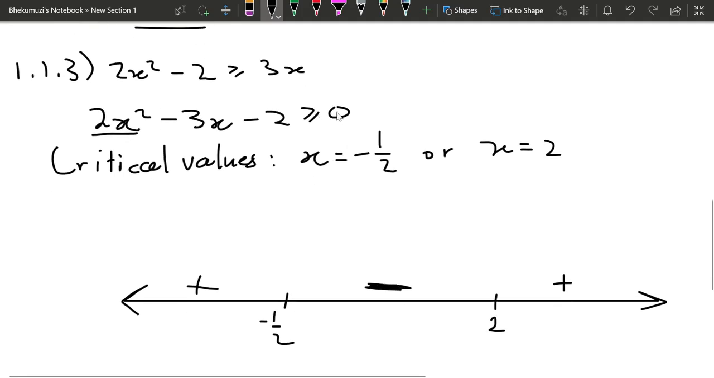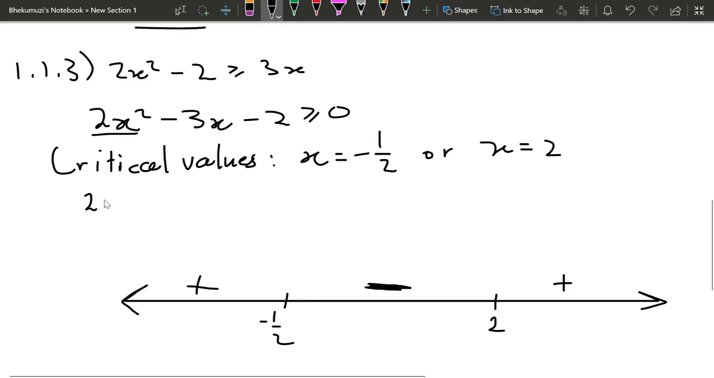When they talk about greater or equal to 0, it basically means positive numbers. So where is it greater or equal to 0? It's 2 to infinity and negative half to negative infinity, right? But because they said it's equal to, we also have to check if negative 1 over 2 would actually give us 0. So let's see what would happen.